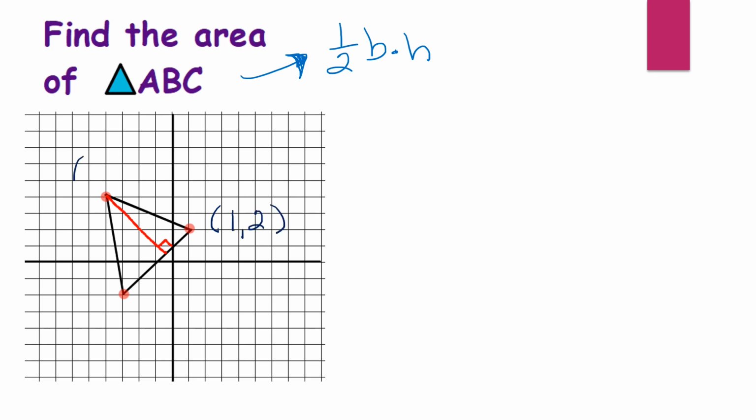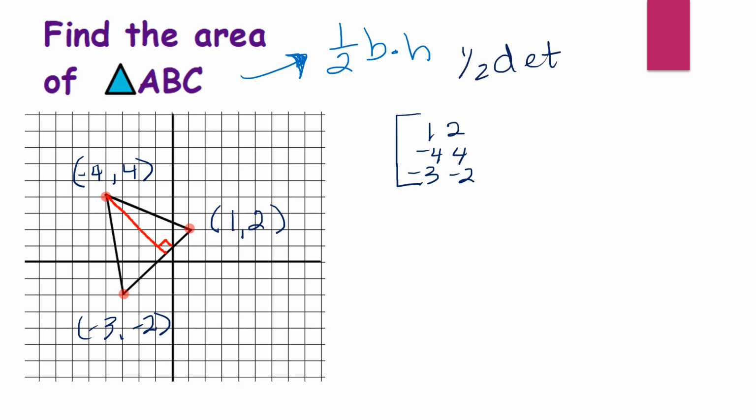1, 2. This one is 1, 2, 3, -4, +4. And then our third point is at -3, -2. So I'm going to list each of these in a matrix. 1, 2, -4, 4, and -3, -2. Now the problem is, in order to find the determinant, which we're going to use, the area of the triangle is going to be 1/2 of the determinant of the matrix.